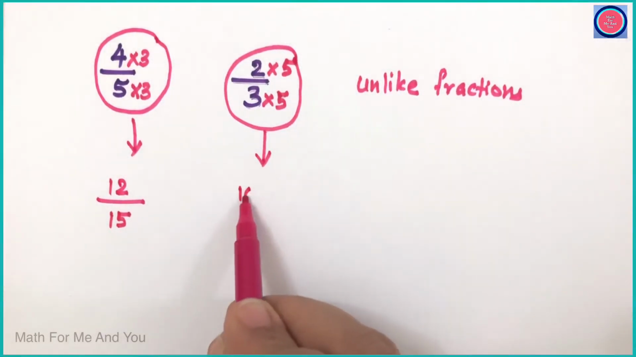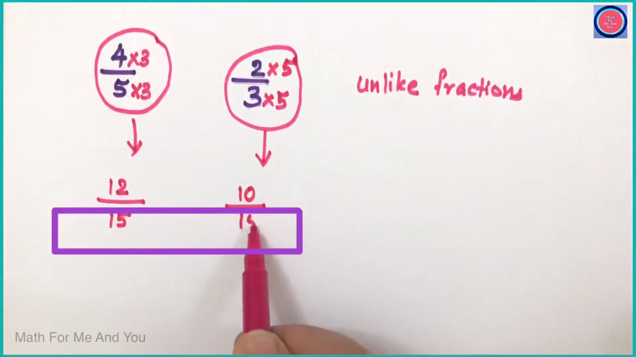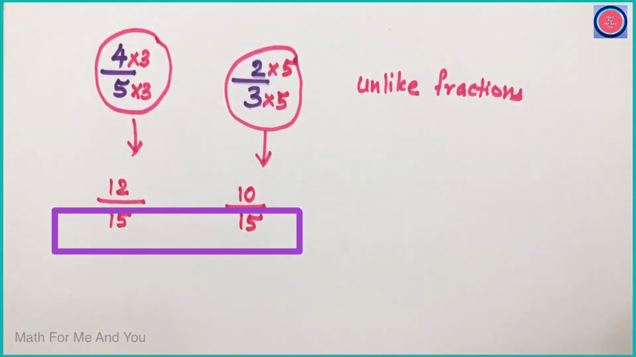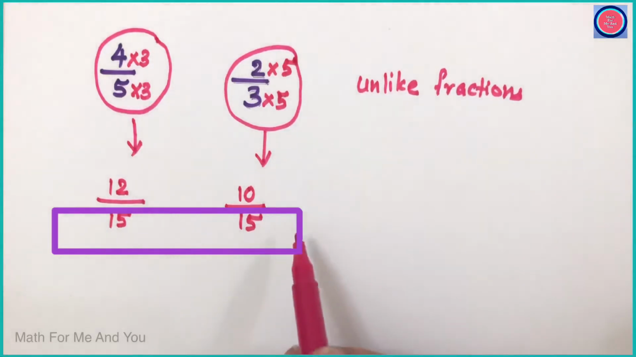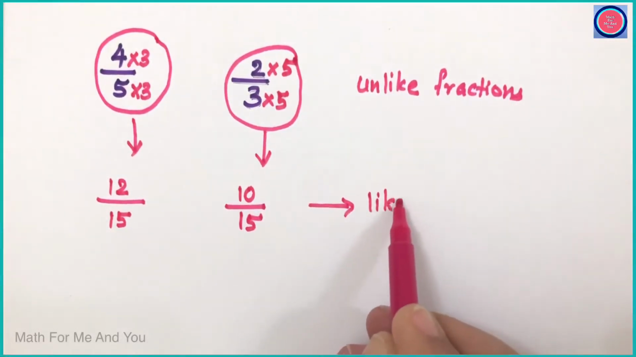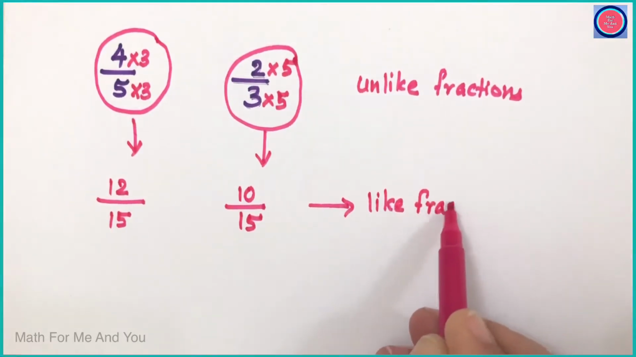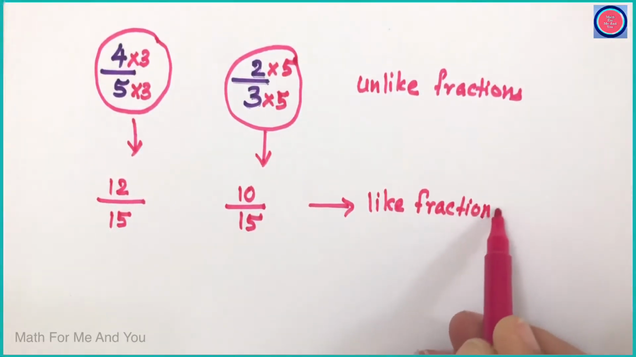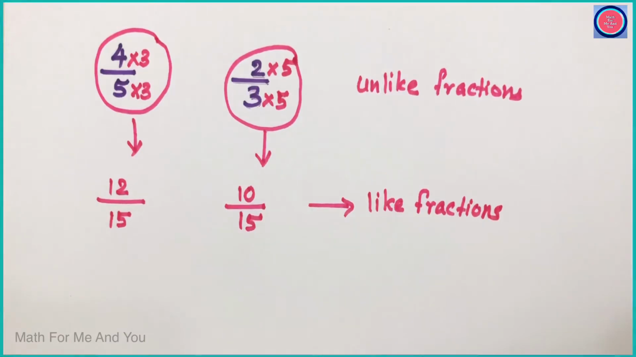See the denominators, they are the same. That means now these two fractions are like fractions. We have changed them to like fractions. This question is different because we have multiplied both the fractions with numbers.